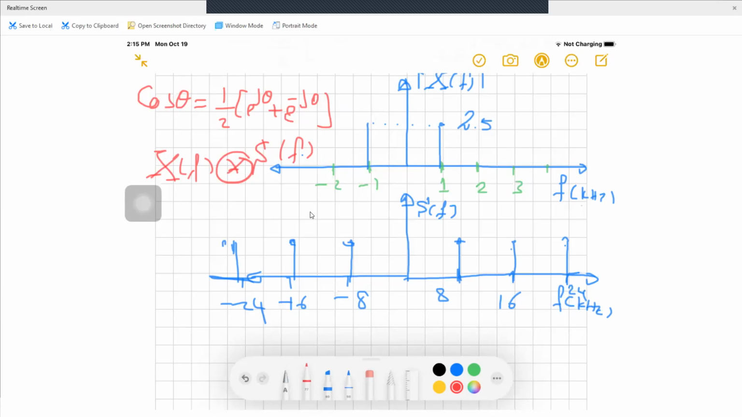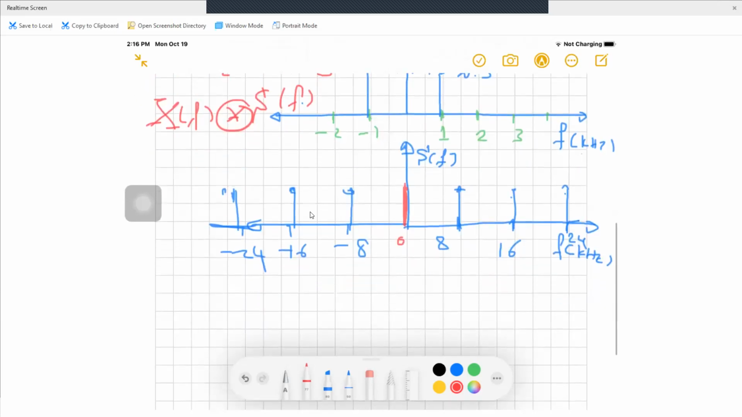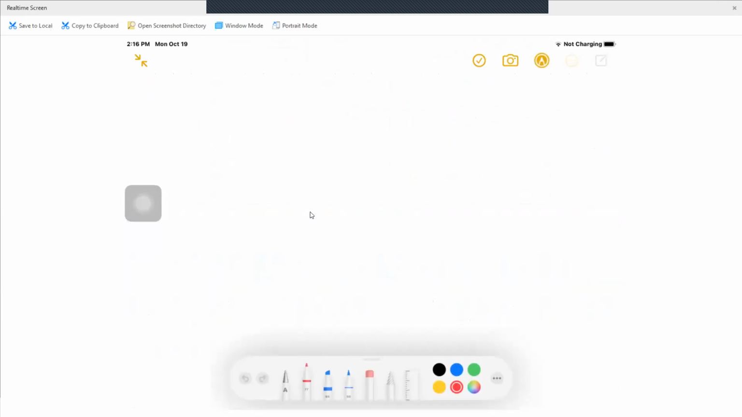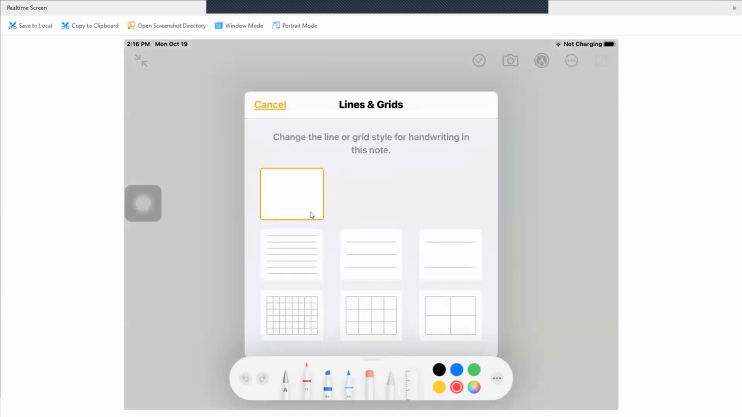Now all we need is to perform the convolution between these two signals. Again, I forgot, we have another component here at the origin, at 0. Well, by now we can perform the convolution between these two signals. Let me take a new page, better. Well, lines and the grids is good.